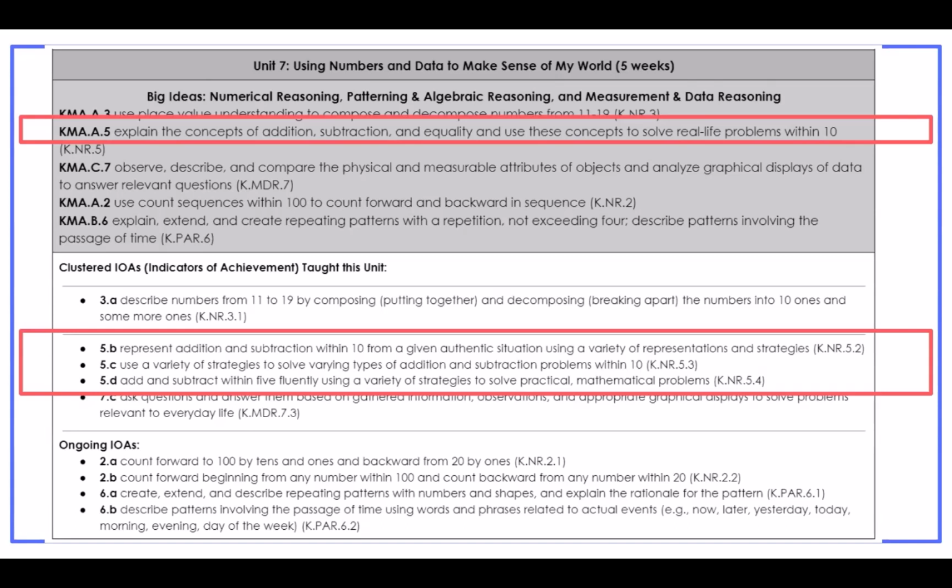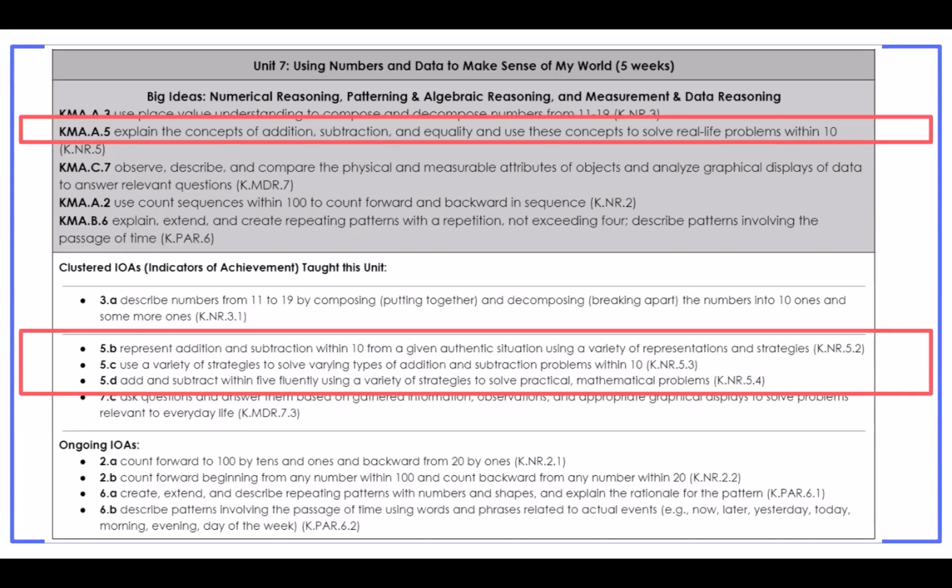We have done previous work with AKS 5 in Unit 5A when we decomposed and composed numbers up to 10, as well as in Unit 5B when the concepts of addition and subtraction were introduced. At this point in the year, students haven't had experiences with the following problem types: join, result unknown, separate, result unknown, part whole, whole unknown, and part whole, both parts unknown. We will continue to work with these problem types in Unit 7 with a focus on IOA 5.D, where we will build fluency within 5.